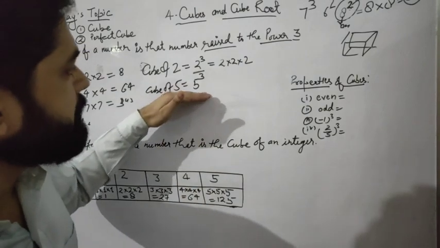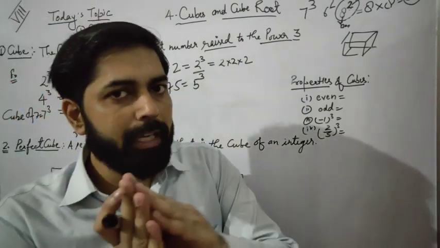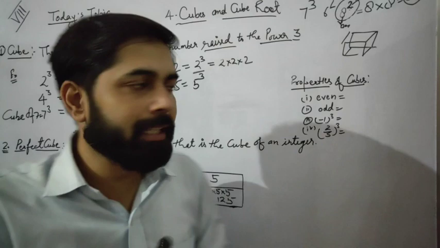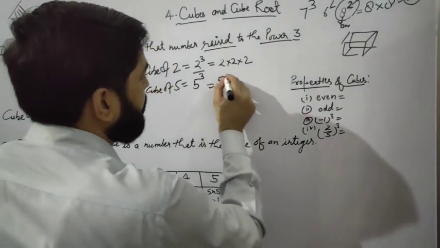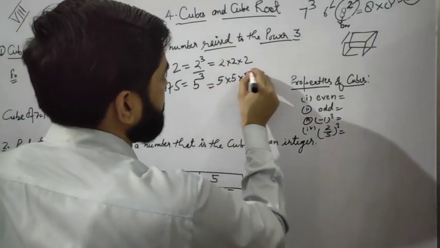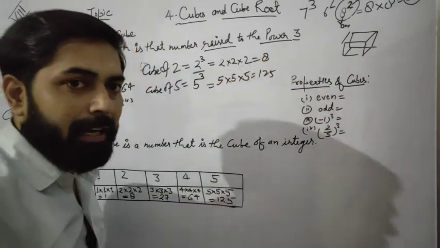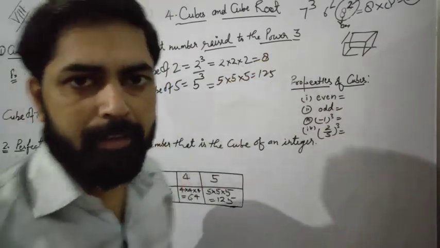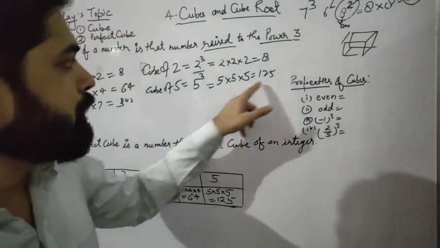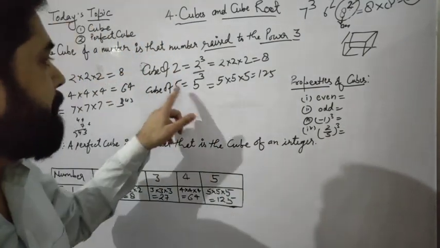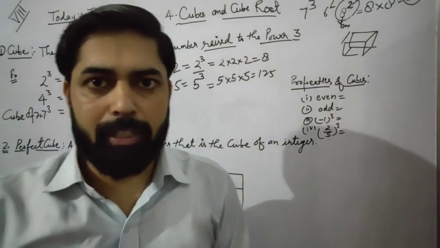पहले हम इसको एक्सपोनेंशियल फॉर्म में राइट करेंगे, फिर इसको इसके पावर के अकॉर्डिंग एक्सपैंड कर देंगे. Then we get what? 5 multiplied by 5 multiplied by 5, 125. So 125 is the cube of 5. Cube of 5 is 125.